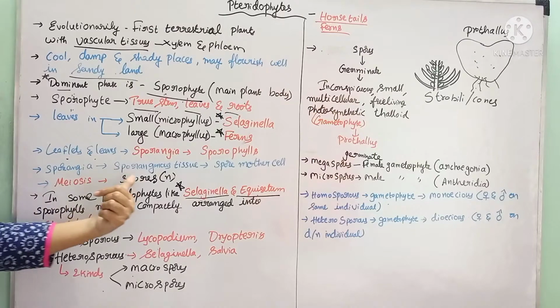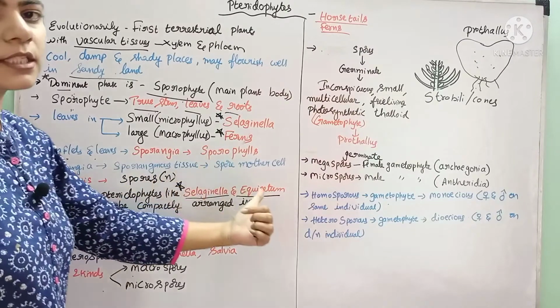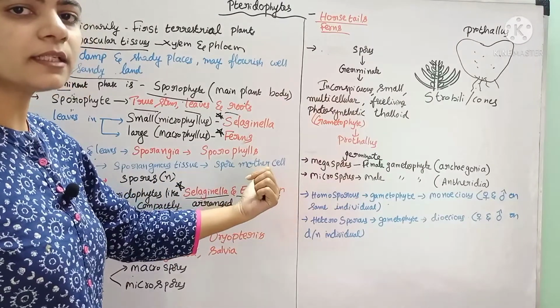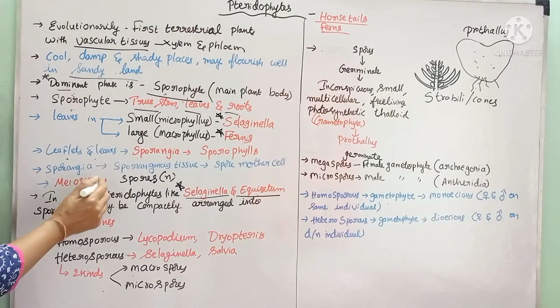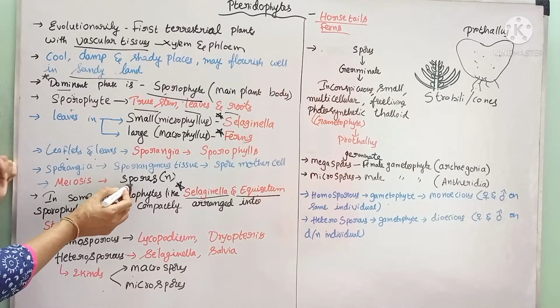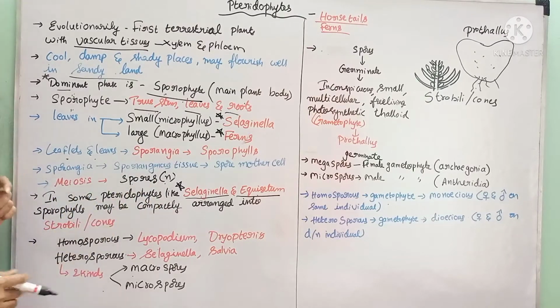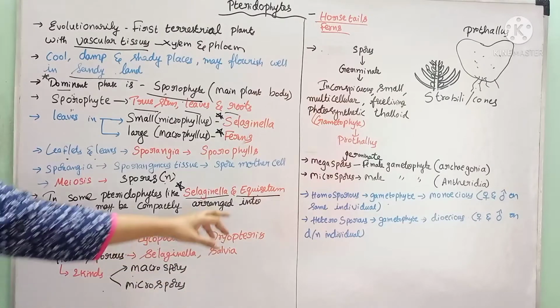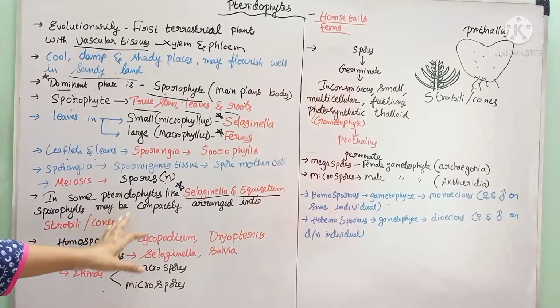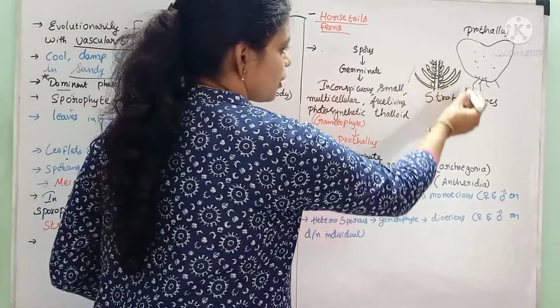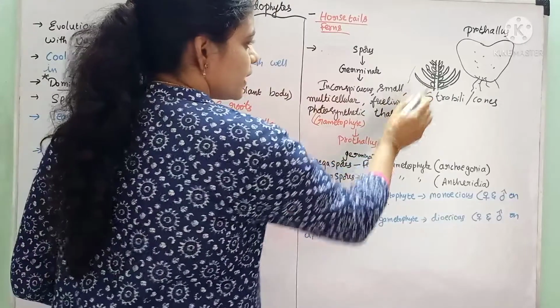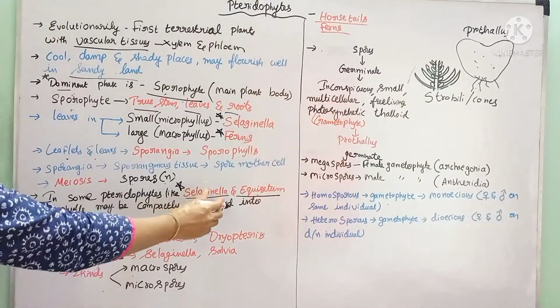The sporangia consist of sporangenous tissue which consists of spore mother cells. Inside the spore mother cells, the meiotic division or reductional division occurs, and by means of meiosis, the haploid spores are produced in the sporangia which are present in the leaves. In some pteridophytes like Selaginella and Equisetum, the leaves are compactly arranged and produce a strobilus or cone-like structure. This kind of structure is present in Selaginella and Equisetum.